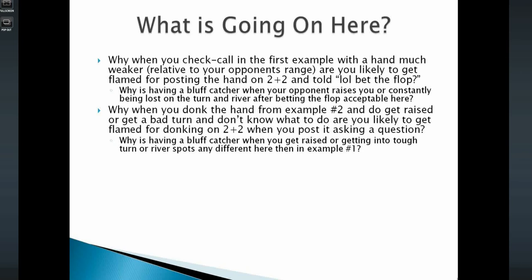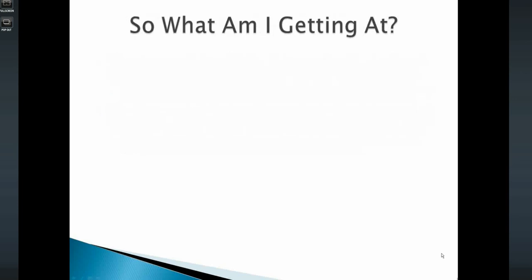So why is it okay in the first hand, when we're the preflop raiser, for us to be lost and not know what to do, yet it's not okay in the second example? In the second example, we have a stronger range and we have a better hand that's behind fewer hands in our opponent's range. So why are we checking with the strong hand and betting the weak hand when they both face tough decisions when they get raised, and they both face tough decisions whether we bet or check the flop on a ton of turns and rivers? So what am I getting at?